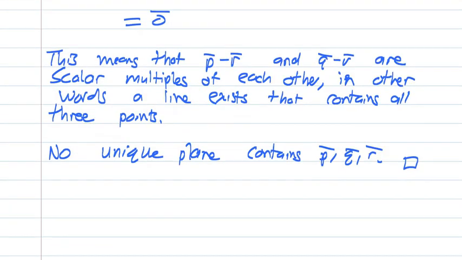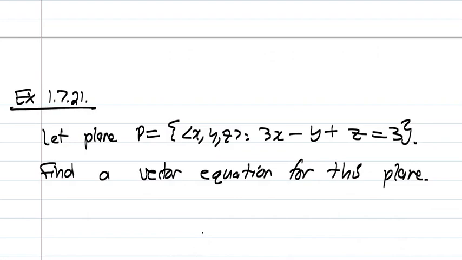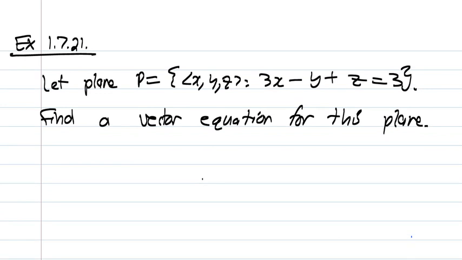Q, and R. Alright, so let's do one more example before we finish the video. So let P be the plane whose Cartesian equation is all of the 3D vectors x, y, z with a condition 3x minus y plus z is 3. So we want to find a vector equation for a plane.